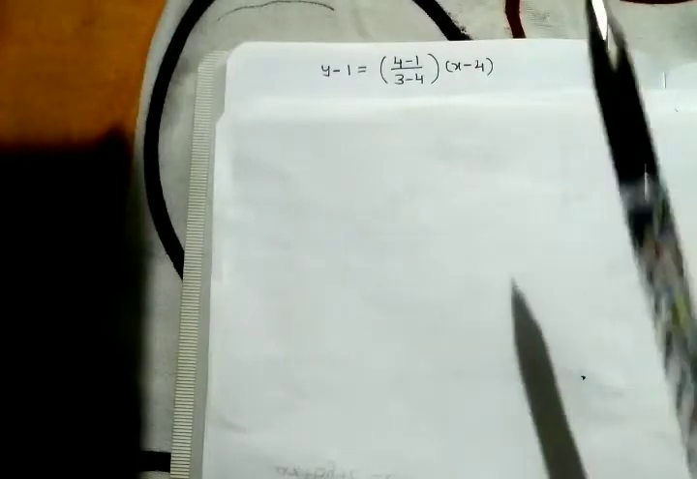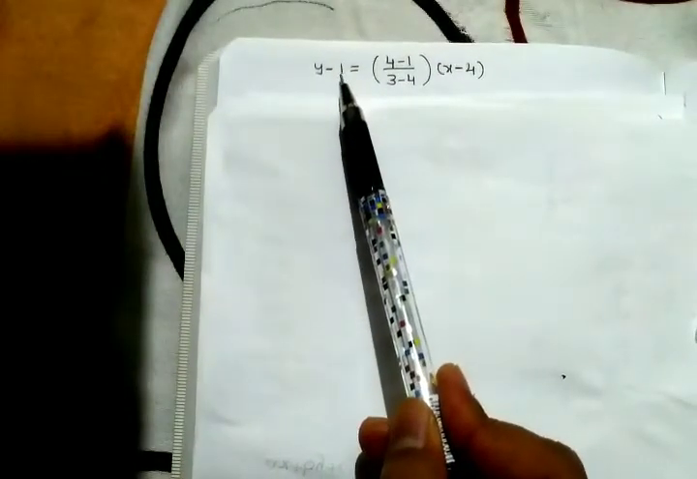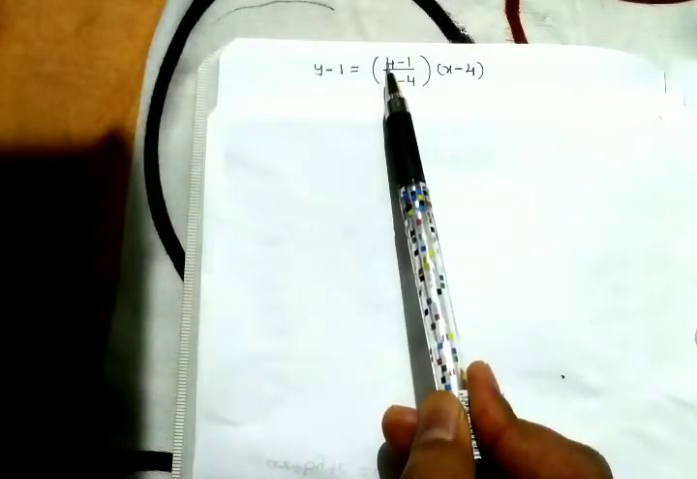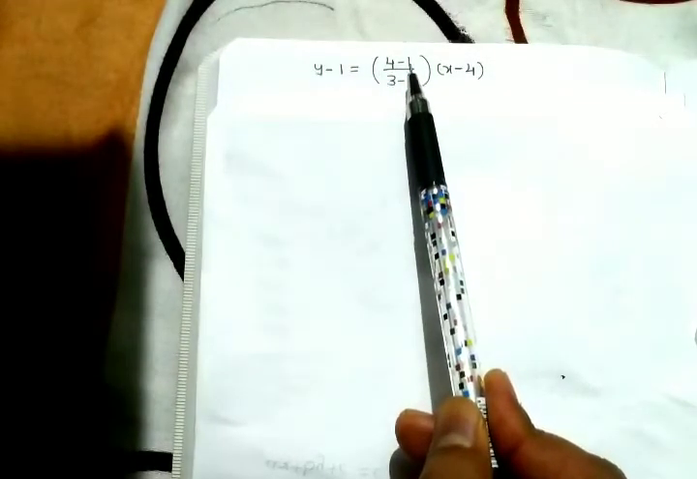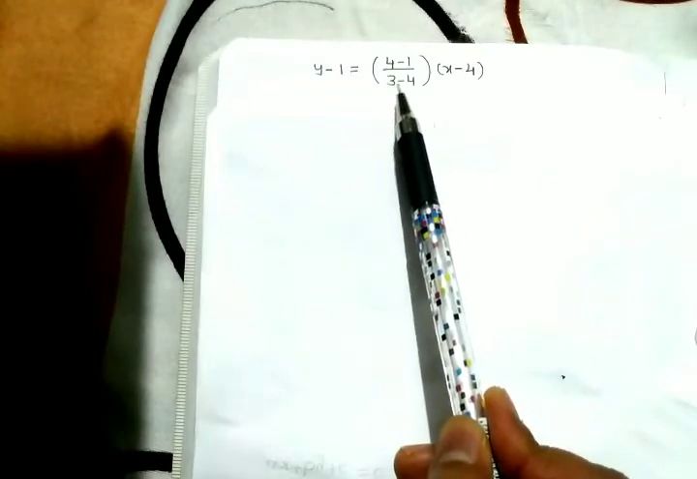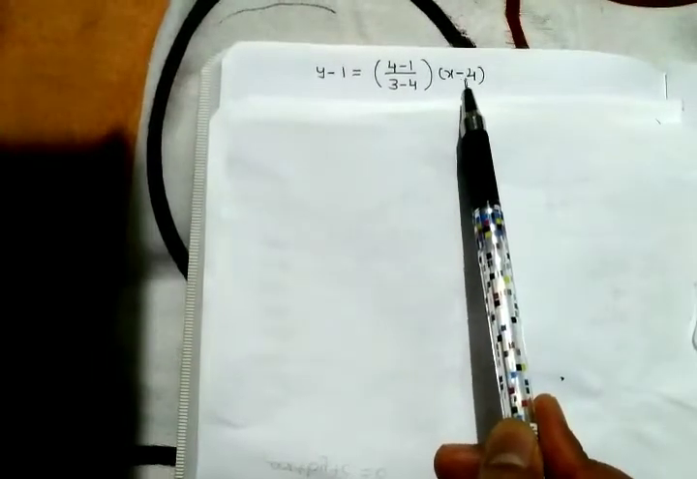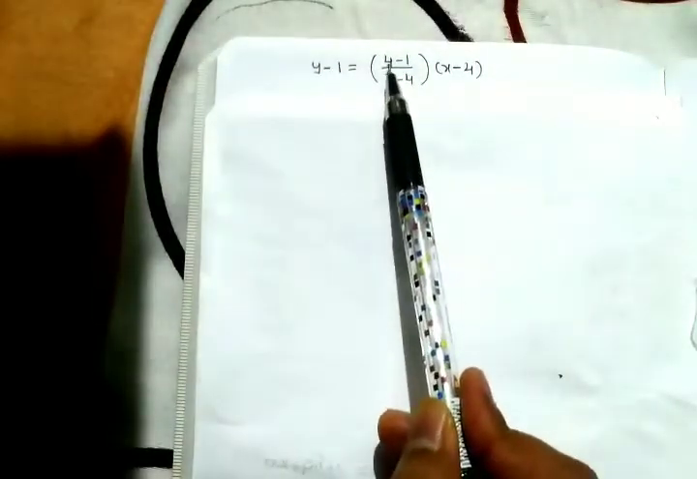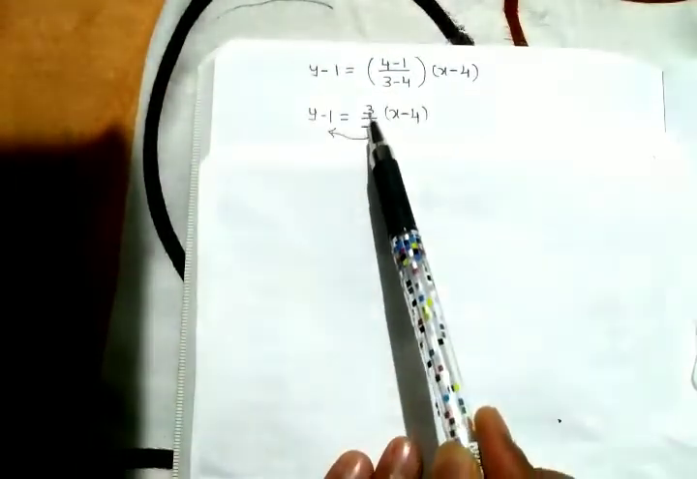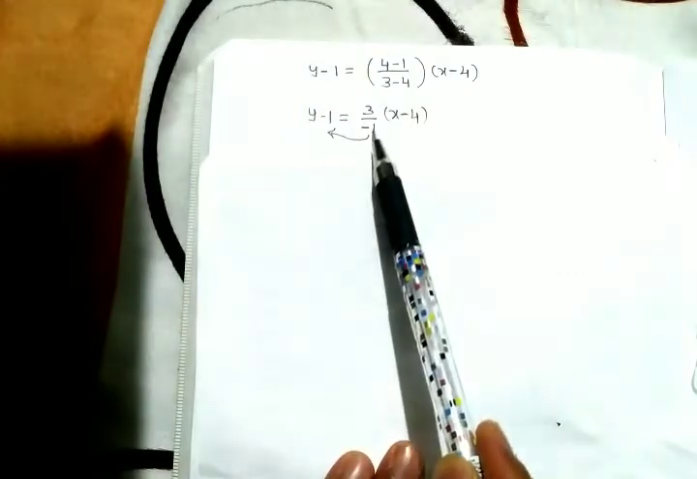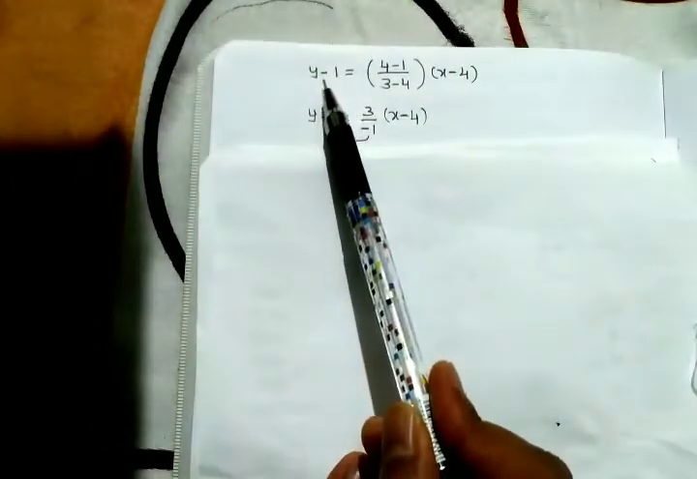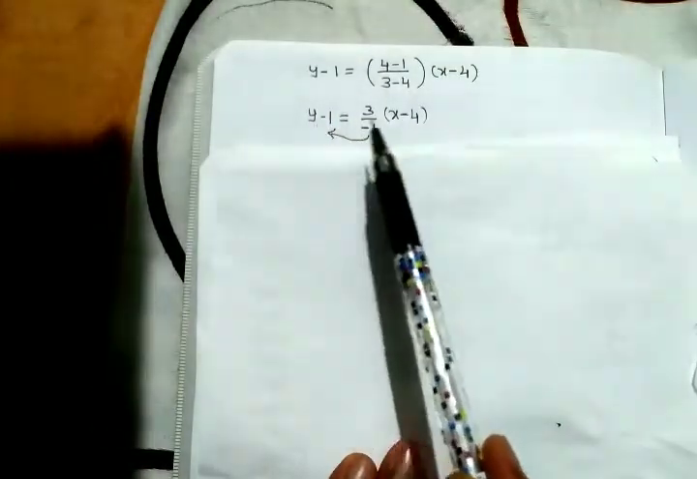Substitute the values. y minus y1, which is 1, equals y2 which is 4, minus y1 which is 1, upon x2 which is 3 minus x1 which is 4, into bracket x minus 4. First simplify this. 4 minus 1 is how much here? 3. 3 minus 4 is how much here? Minus 1. Remaining these two values keep as it is.